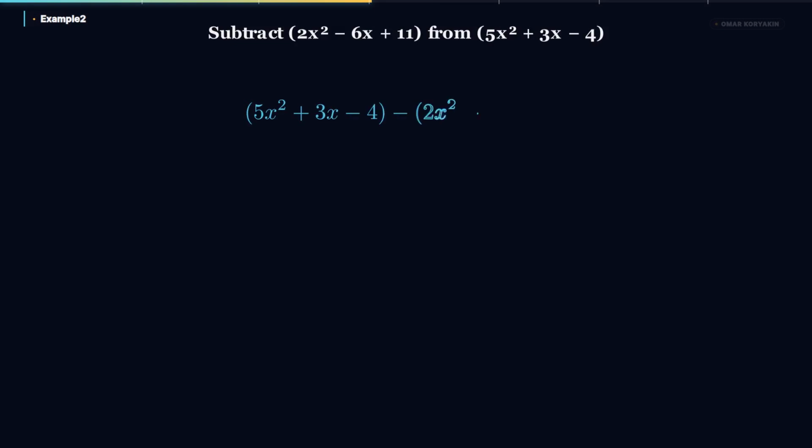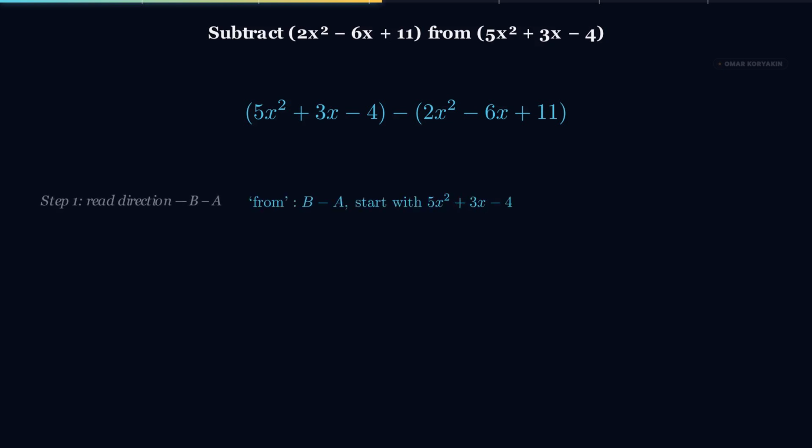Here is the worked subtraction example. Subtract the polynomial 2x squared minus 6x plus 11 from the polynomial 5x squared plus 3x minus 4. Write the answer in standard form. Step 1. Read the problem carefully.